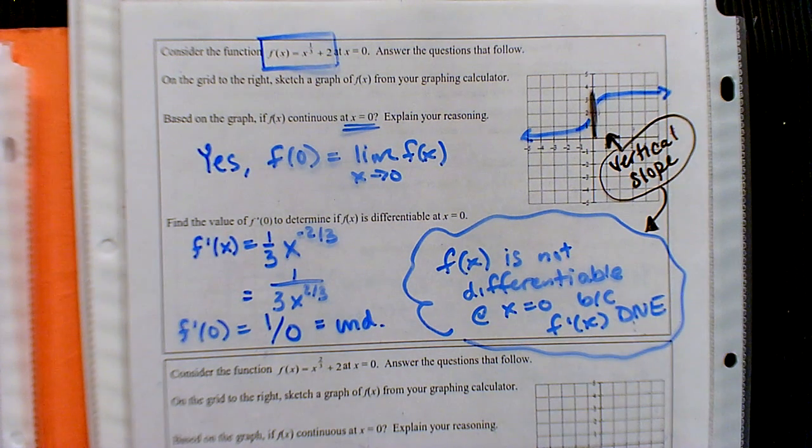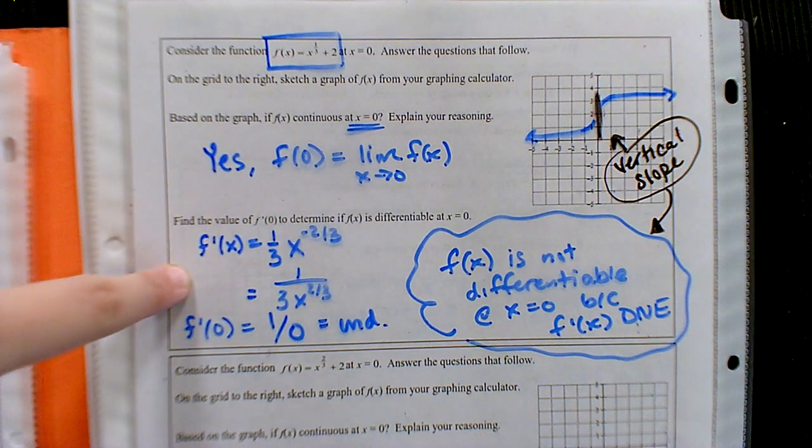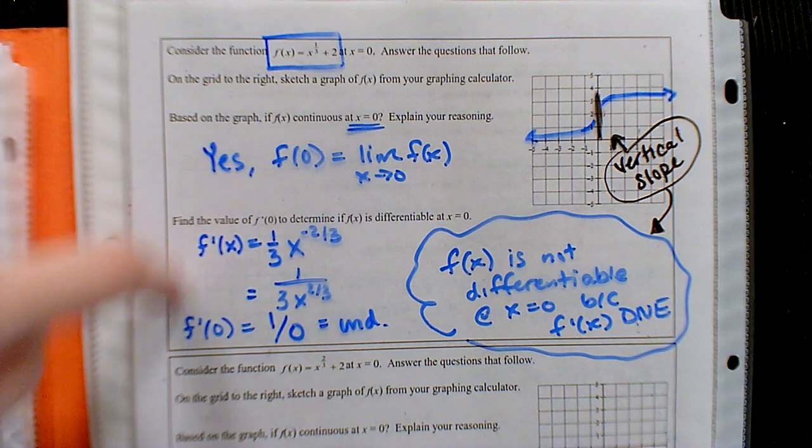So it looks like, graphically speaking, if we have an endpoint that we're checking, the derivative doesn't exist there. If we have a vertical slope on a graph, the derivative doesn't exist there either. Even though it's continuous, the slope doesn't exist.